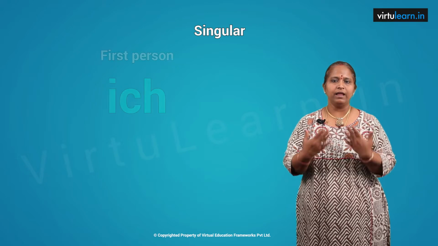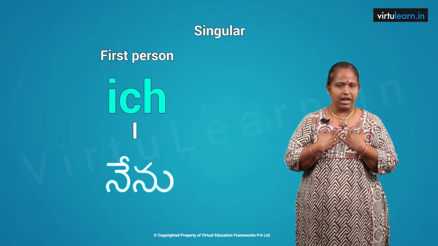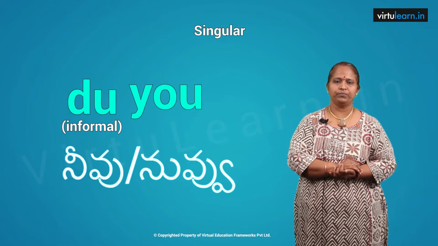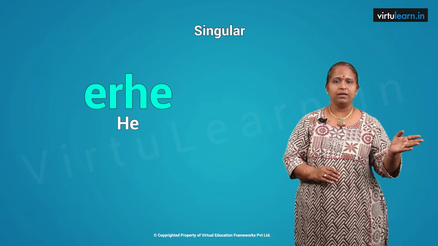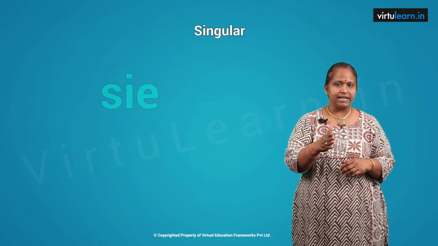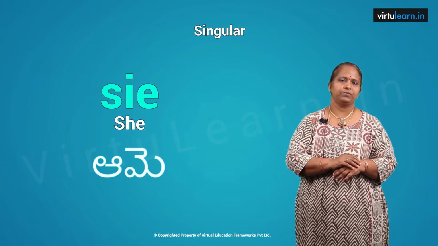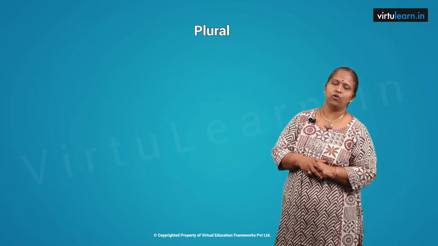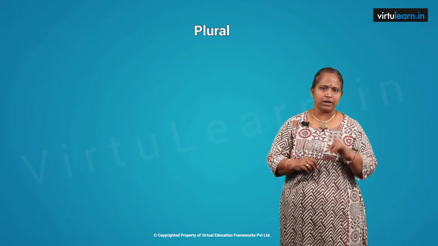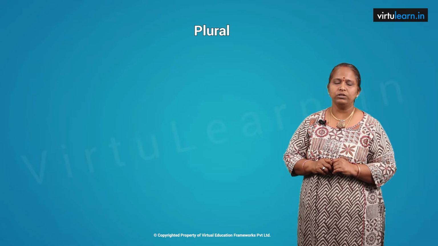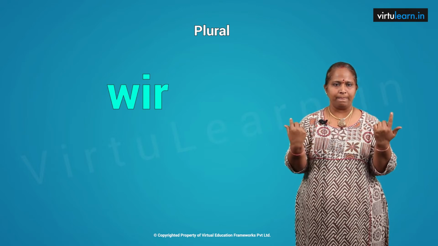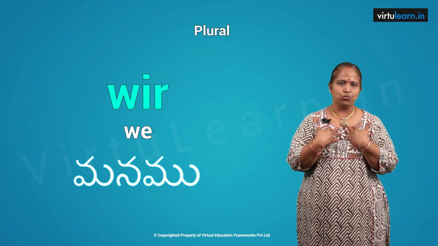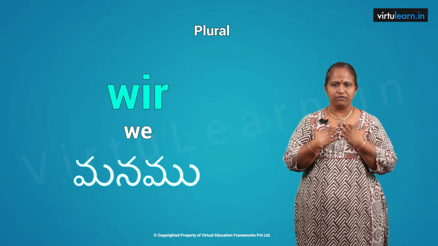I repeat once again. Ich, I, nenu, du, you, nuvvu, er, he, atadu, sie, she, ame, es, it, adi. Now coming to the plural form. A noun can never be in a singular form. That is what we have learnt in our previous lesson. So the plural forms, wir, which means we, manamu, wir, we, manamu.